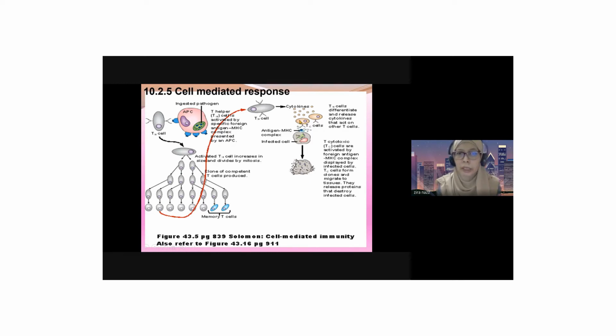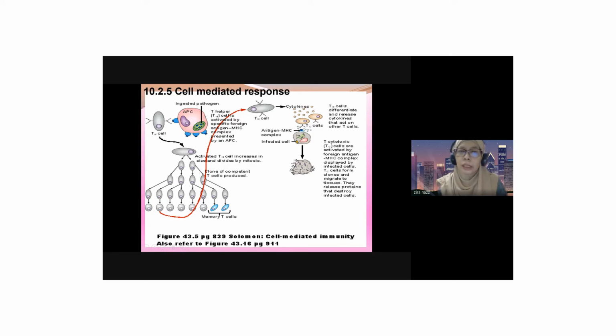Can you see? There are the TC cells here. And the T helper cells differentiate and release cytokines and act on other T cells like the T cytotoxic cells. So these T cytotoxic cells are activated by the foreign antigen MHC complex displayed by the infected cells. So the infected cells here have the antigen MHC complex on the outside as well. Okay. And then TC cells form clones.